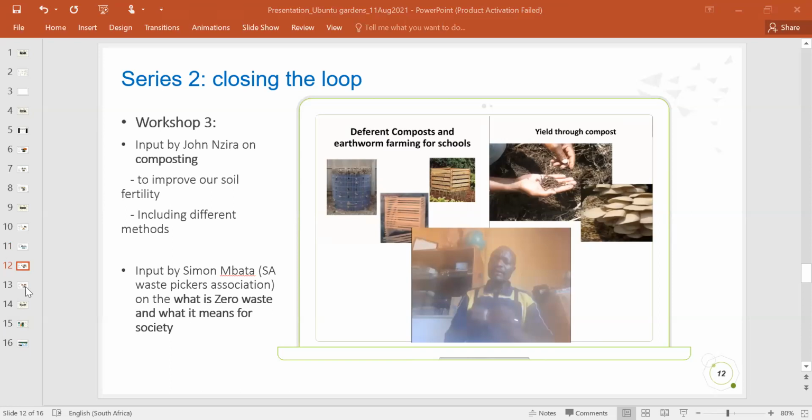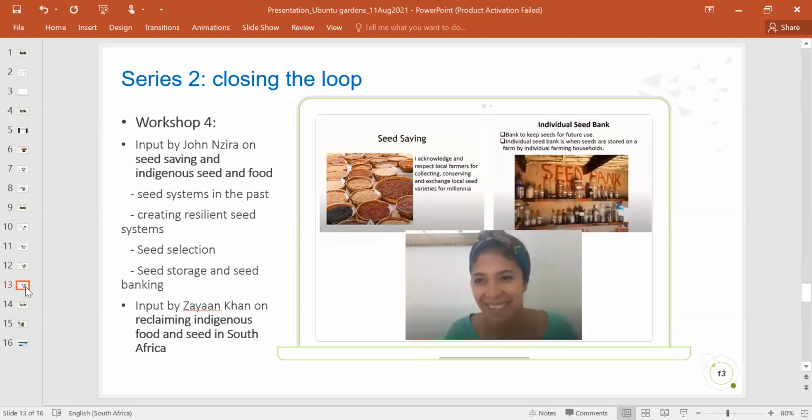And then the final one looked at closing the loop. Here we had input from John Nzira on seed saving and Indigenous seed and food, looking at seed systems in the past, looking at how we can create resilient seed systems now, seed selection, seed storage, and seed banking. And then we had input from Zion Khan on reclaiming Indigenous food and seed in South Africa.